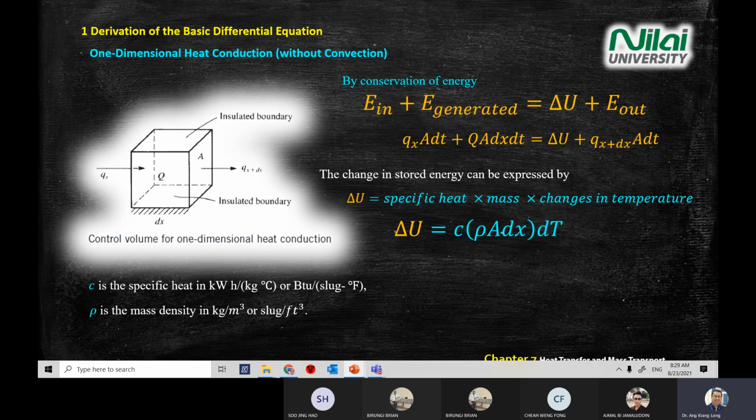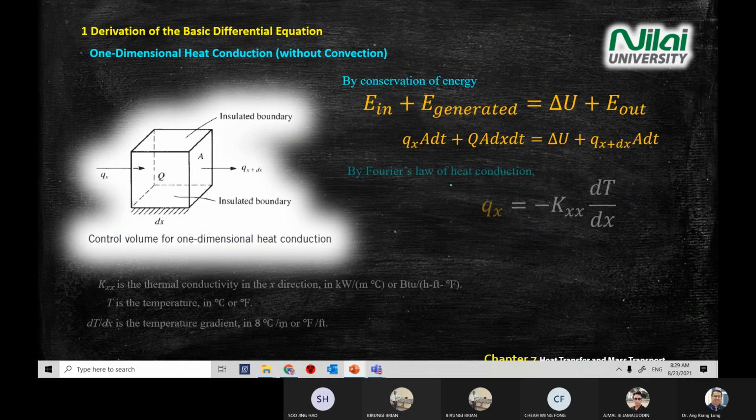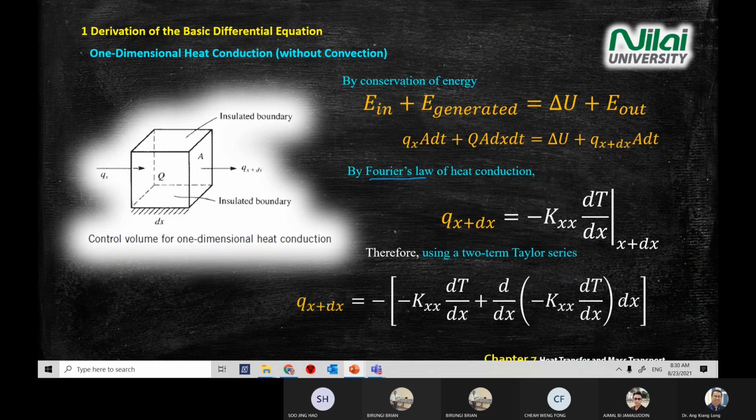All right, very good. So we have done changes in the stored energy. So far we discussed Qx and delta Q. Again, how do you find Qx? By using this equation, Fourier's law: Qx equals negative Kxx dT over dx. And on the right hand side, if you want to calculate the right hand side Q, you use this equation, the one that you see on the screen here.